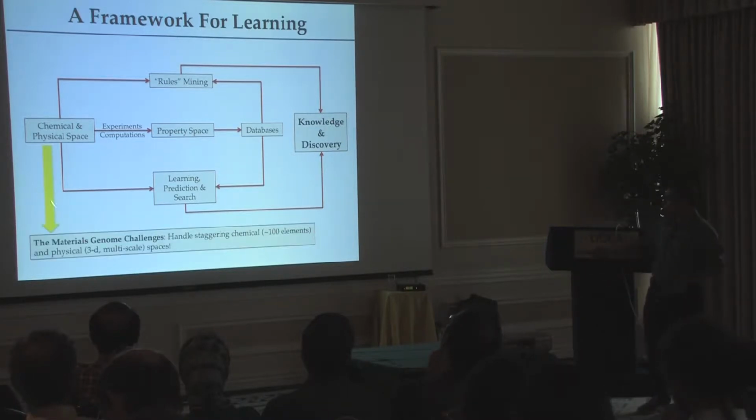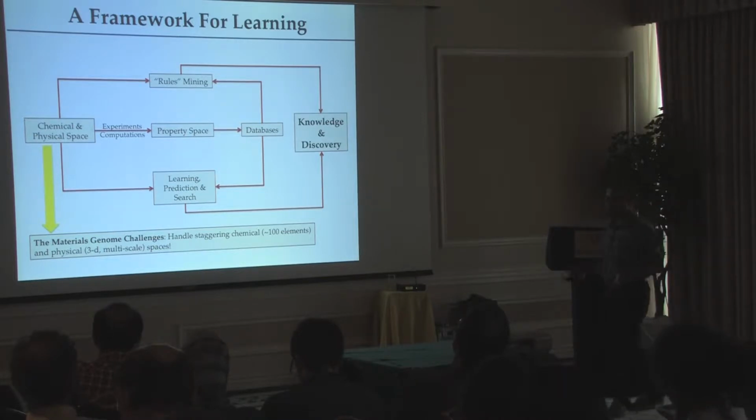But the point I want to make is that with respect to materials, in some sense, it's far more complex than what was originally thought, right? So chemical space is staggering. The physical space is equally staggering. And we need to develop methods to go from here to there at varying length scales, right? It's a multi-scale problem, as has already been pointed out by many people.